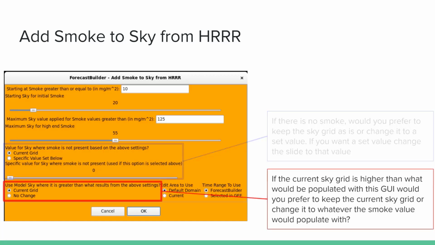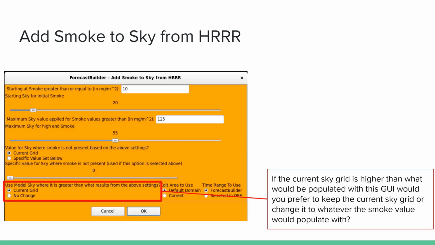Finally, decide what to do if your current sky grid has a value that's higher than that provided by your smoke adjustment. You can either leave the current grid untouched or set it to the smoke value and hence lower the sky grid value. Again, most of the time you would probably want to leave it as the current grid. Once you make all of your selections, simply hit OK, and you'll see that your sky grids will be repopulated to include the smoke.